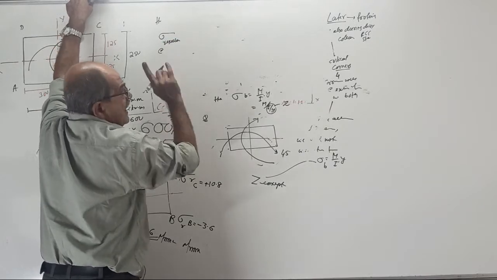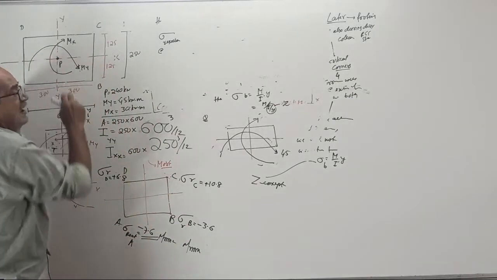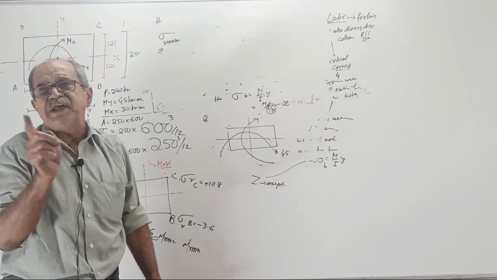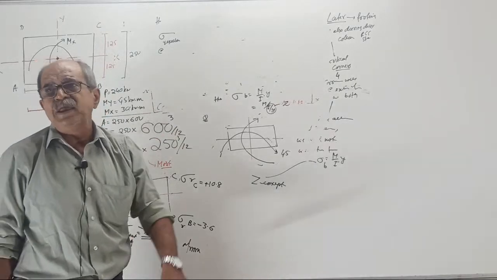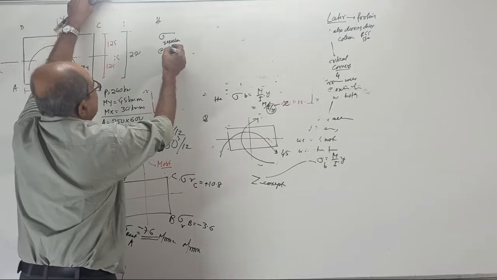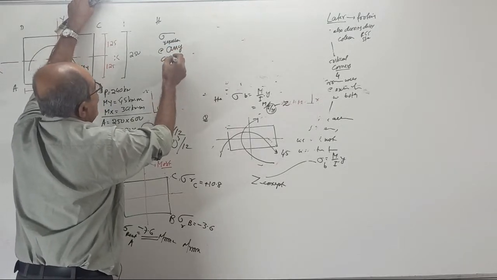If you use that concept, then sigma resultant, you cannot use this for stress somewhere in between. If you want to find stress somewhere in between, you cannot use the Z concept. You should use the basic equation M by I into y, as I told you in the bending stress chapter. This is valid only for a corner.